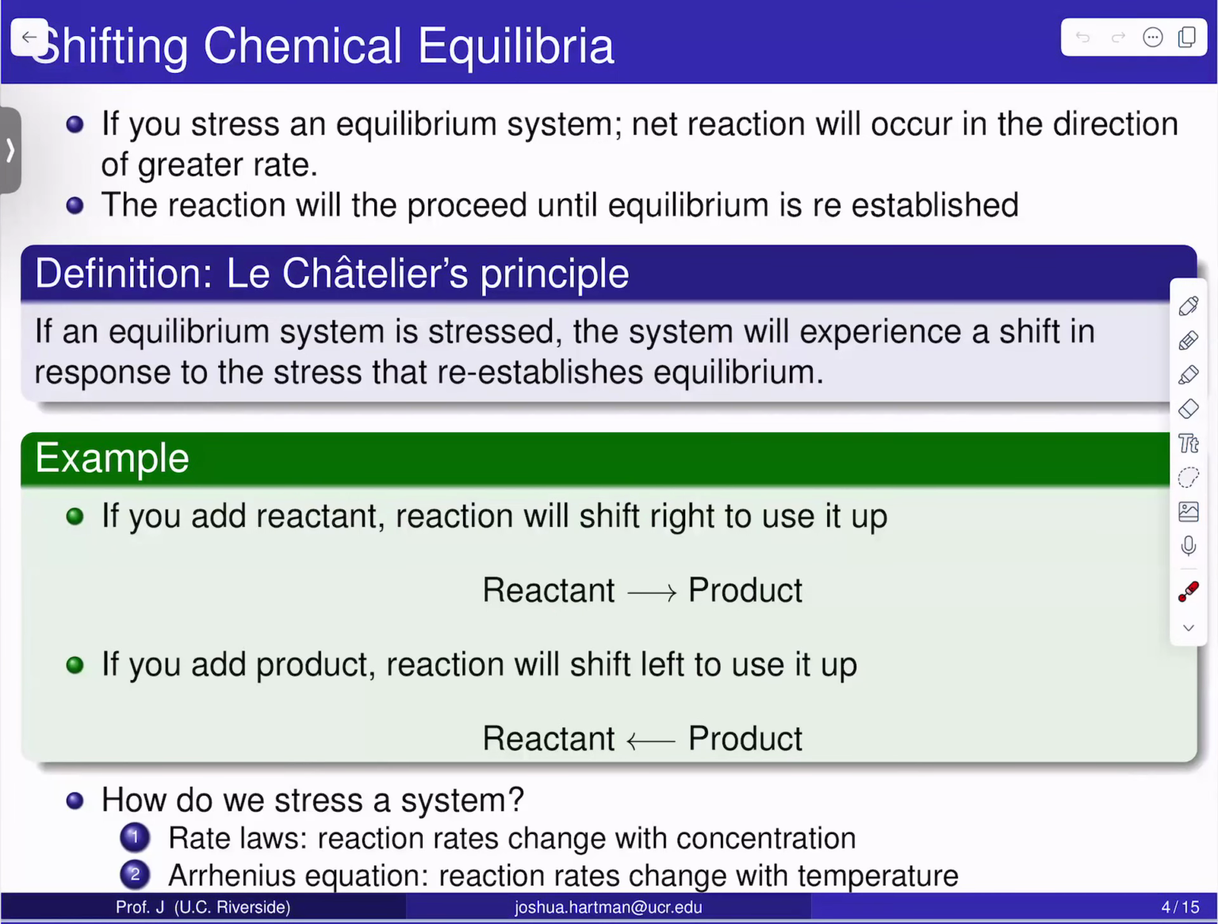Now, I think it's worthwhile to think a little bit more deeply about how we stress these chemical systems. Remember back in our previous discussions regarding chemical kinetics and rate laws, we saw that according to the rate laws discussion, reaction rates will change with changing concentrations, of course, if you have first order, second order reactions that we normally see. According to the Arrhenius equation, the reaction rates themselves will change with temperature. So concentration and temperature are two main factors that we saw previously that impact directly the rates of a chemical reaction.